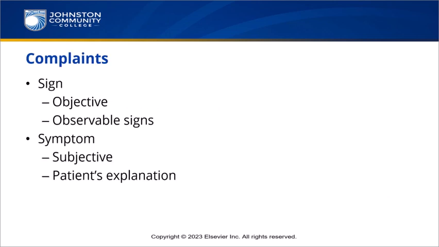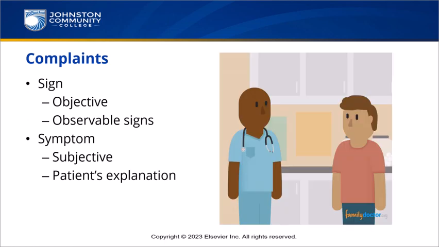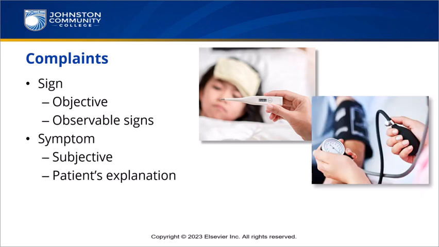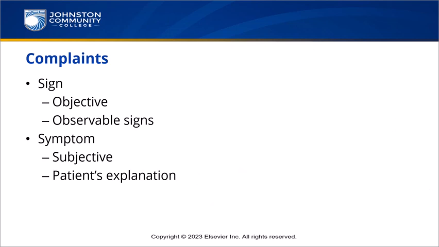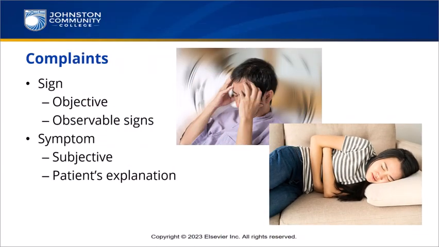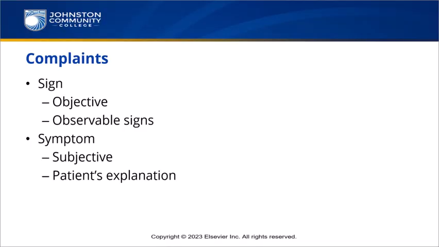Next, we're going to discuss the differences in our terms for complaints. Patients normally come to see a healthcare provider because something is wrong. These can be divided into two categories, signs and symptoms. Signs are objective. They can be seen and or measured. Examples are fevers, high blood pressure, and rashes. Symptoms, on the other hand, are subjective. They are experienced by the patient but cannot be seen or measured, such as I'm dizzy or I'm sick to my stomach. Those are examples of symptoms.